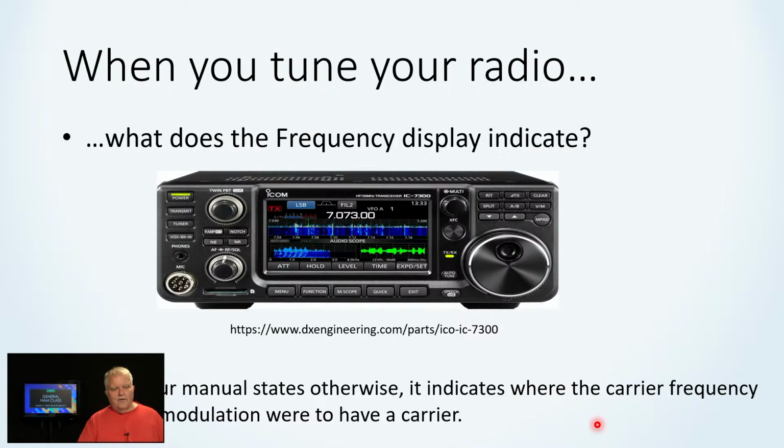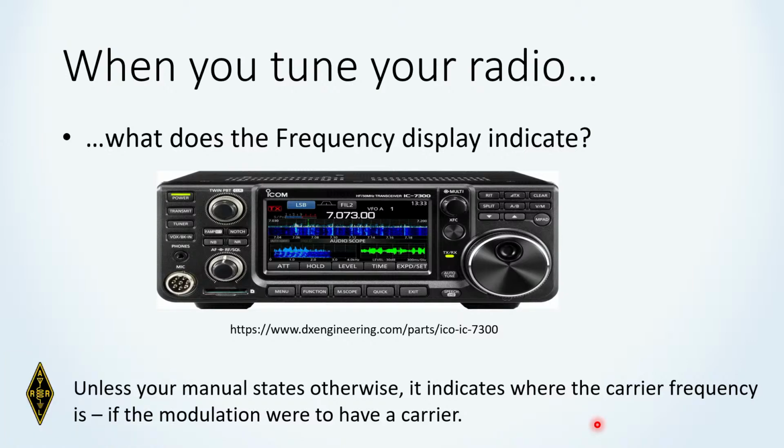So here's our old friend, the ICOM 7300. And if you notice here, it says 7073. So does anybody know what band that's in? Seven megahertz? 40? It's the 40 meter band. Yay, you get the gold star.